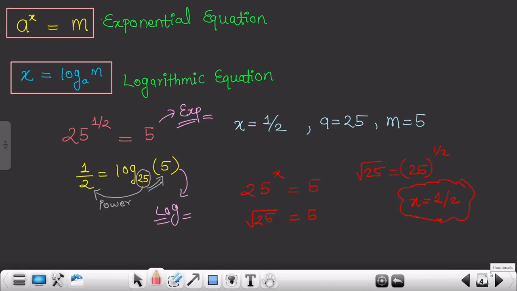And the last numerical: by what power do we have to raise this 25 such that we end up getting the answer as 5? That means 25 raised to half is equal to 5, so we converted it into log: half is equal to log to the base 25 of 5. This is what we saw over here.